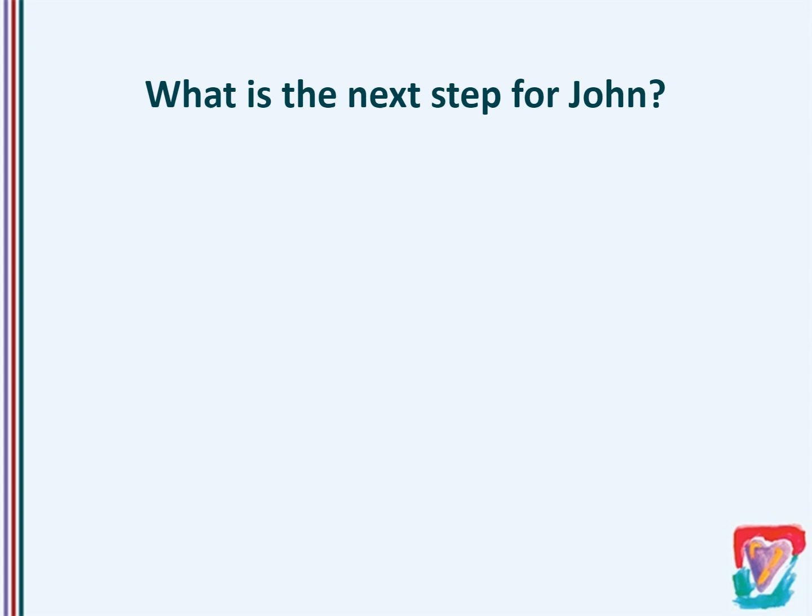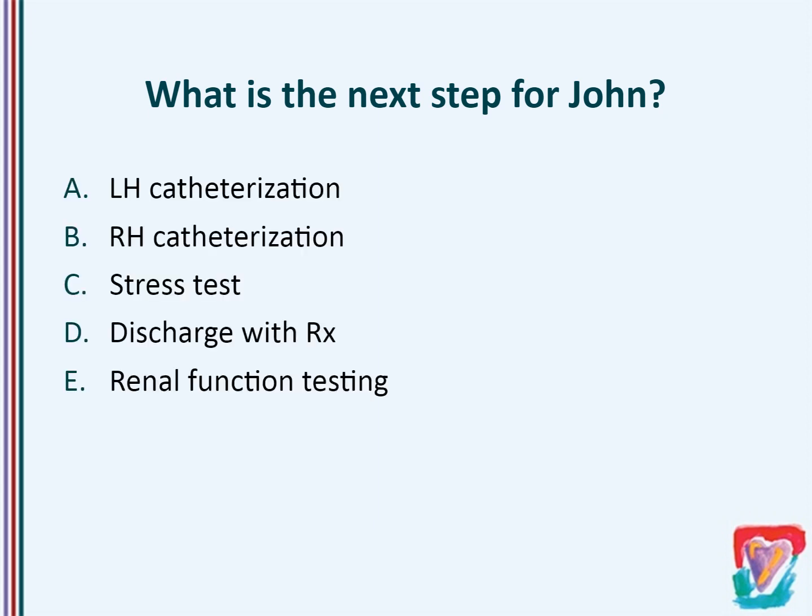So now that we know John's echo and we've adjusted his medications, what would you think would be the next steps for John and his treatment plan? Some things we could discuss would be a left heart catheterization, a right heart catheterization, stress testing, discharge of the patient with prescriptions and follow-up, or repeat renal function testing.